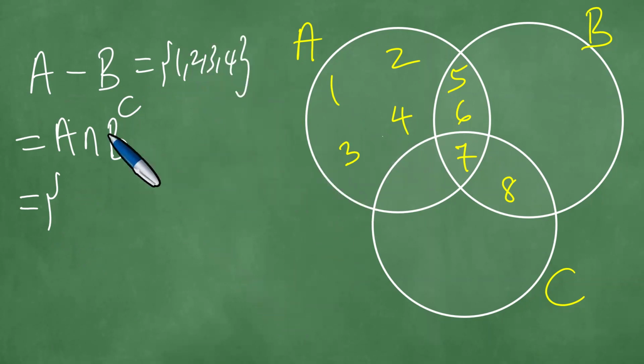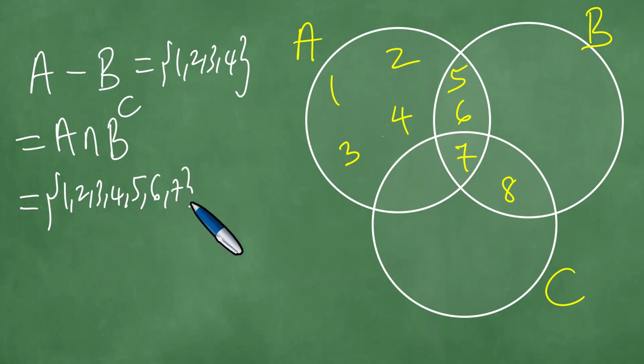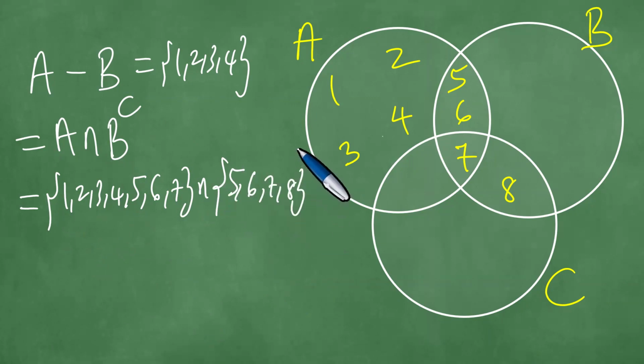Right, so if you have these two sets A and B, and from A you remove B, you are left with 1, 2, 3, 4. But you can also look at it as A intersection B complement, meaning we have A, that is the elements 1, 2, 3, 4, 5, 6, 7, intersection B complement, which is 5, 6, 7, 8, and that is the complement of B.